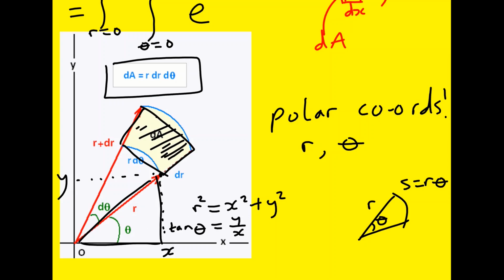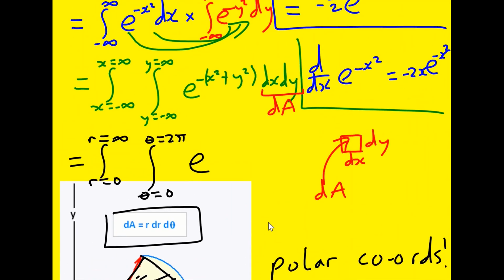We can do a transformation of coordinates. Now in my case, I don't need theta in there. I've just actually got a very simple thing, x squared plus y squared. I can change that to r squared. And then instead of dx dy, I can change that to r dr d theta.